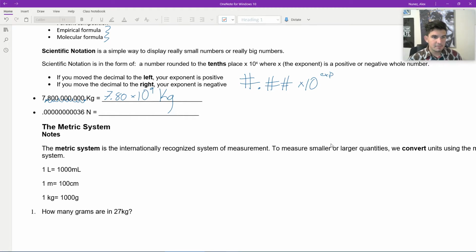If your number is very big, so like 7.8 billion, you do need a positive exponent. If it's really small, like this next one, you're going to use a negative exponent to indicate it is a decimal. So again, I want you to write this as 3.6 times 10. So I'm going to go over 1, 2, 3, 4, 5, 6, 7, 8, 9, 10 times. So that is 3.6 times 10 to the minus 10 newtons. Don't worry too much about the units for now. Just know you have to include them.